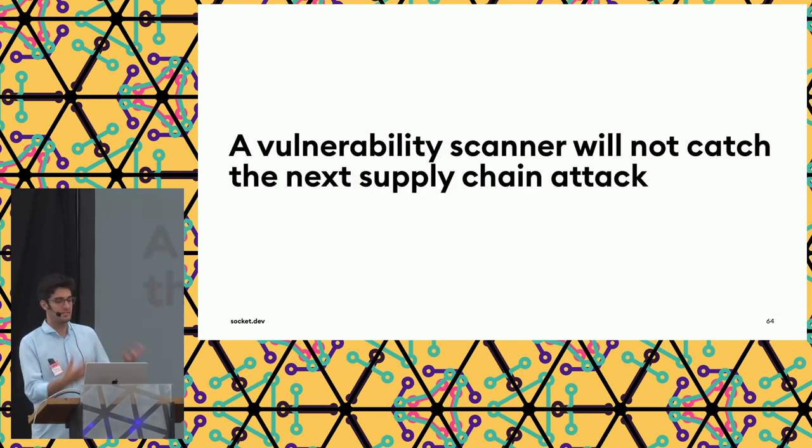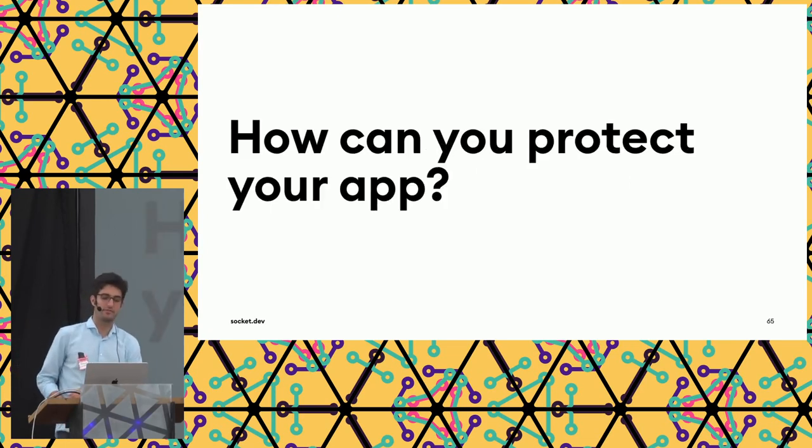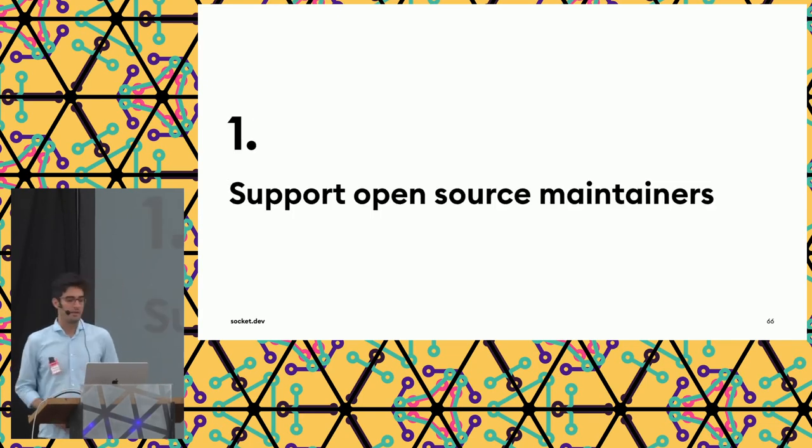So basically, to summarize, a vulnerability scanner will not catch the next supply chain attack. So by all means, keep using vulnerability scanners. Keep using Dependabot or whatever tool you're using. It's fine. But know that that's not protecting you from these supply chain attacks. So what can you actually do to protect yourself from supply chain attacks? This is the part where I just have ideas, no perfect solutions. But the first one is, I think we should support open source maintainers better.